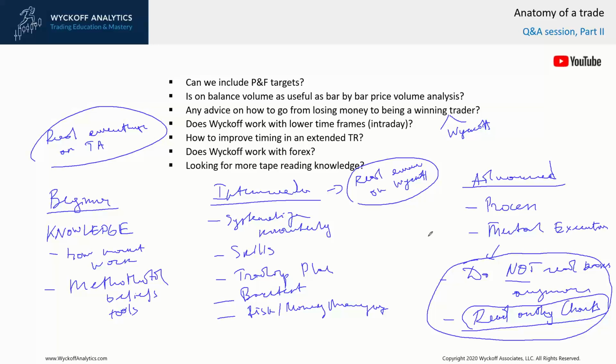So as a beginner, you read a lot. As an intermediate trader, you know that you still need to read, because you still need to have a deeper knowledge on the subject. You have to become a deeper thinker about the market. So you read very technical, specific material. And then at the advanced level, you already read everything that you need to read.